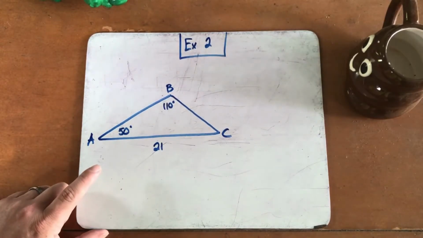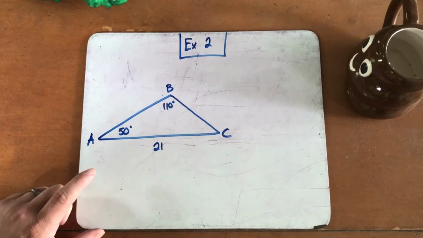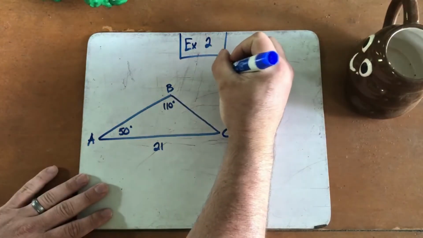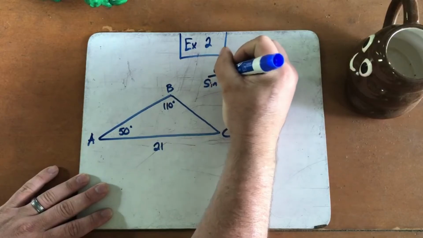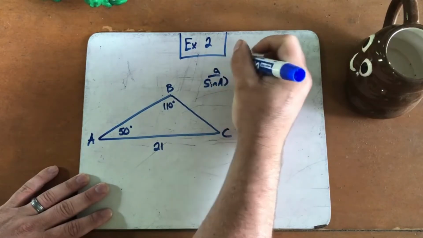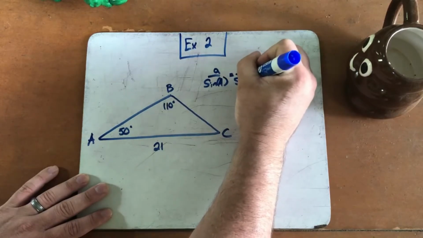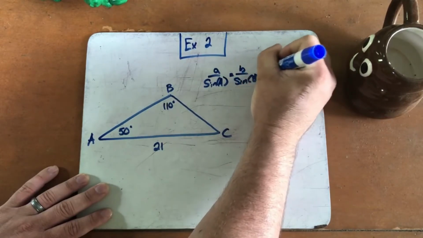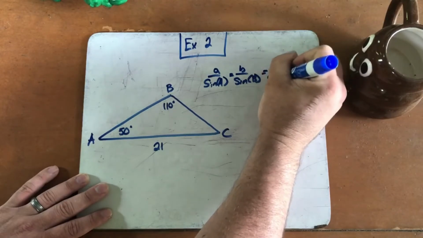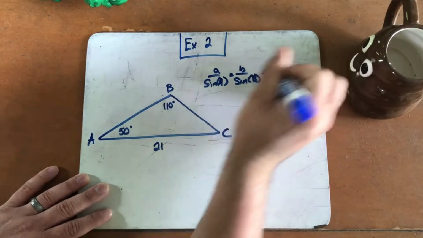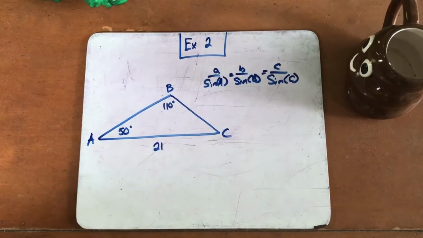All right, so looking at example 2, it's going to be very similar to the one we just did. Once again, we're using law of sines, so it is little a over the sine of the angle A equals little b over the sine of the angle capital B equals little c over the sine of capital C. All right, so I'm just going to be solving proportions.